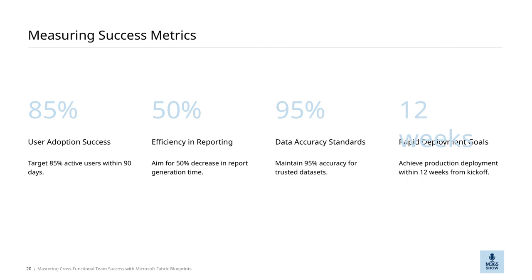On the efficiency front, we're targeting a 50% reduction in report generation time. This means our teams can access insights faster, enabling more agile decision-making. Lastly, user adoption is a critical success factor. We're aiming for 85% of users to be actively engaged within the first 90 days. All these metrics tie back to our overall goal: mastering cross-functional team success with Microsoft Fabric blueprints. By focusing on these concrete goals, we can measure our progress and ensure we're on the right track to deliver real value quickly and effectively.